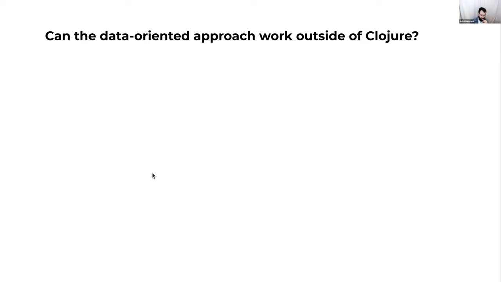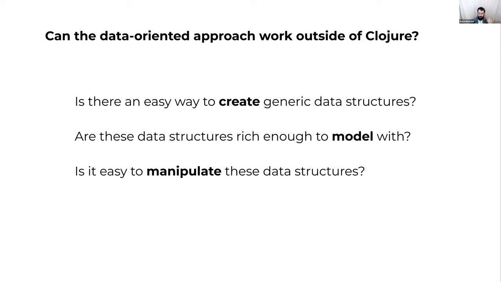And so the kinds of questions I was thinking about, what makes this possible in other languages, would be: is there an easy way to create these things? In Clojure, everything I mentioned we could do with literals. There is a literal for hash maps, keywords, vectors, lists, sets, dates, UUIDs. There's literal syntax for creating these sorts of things.